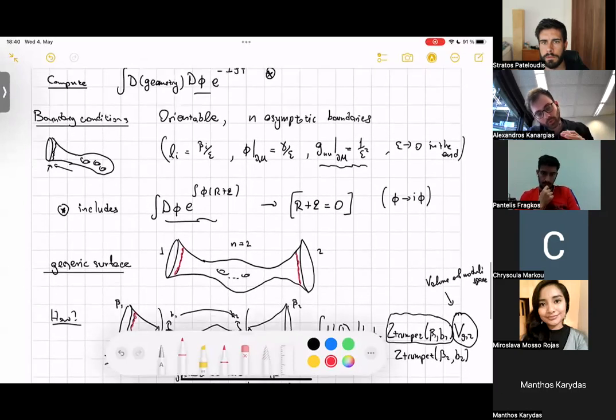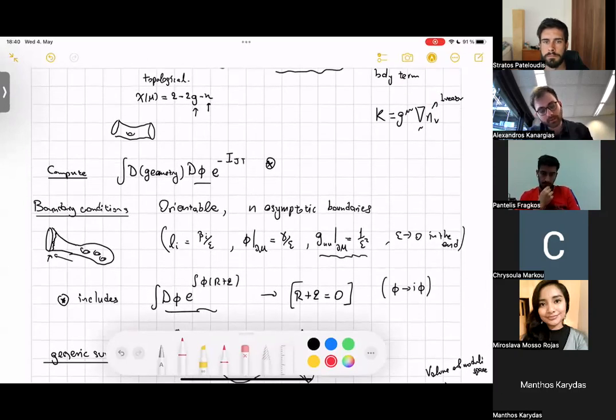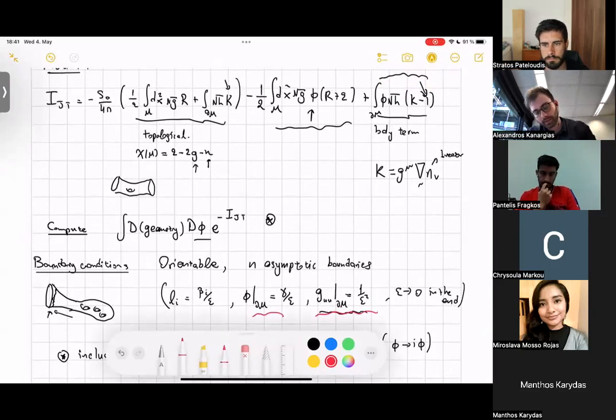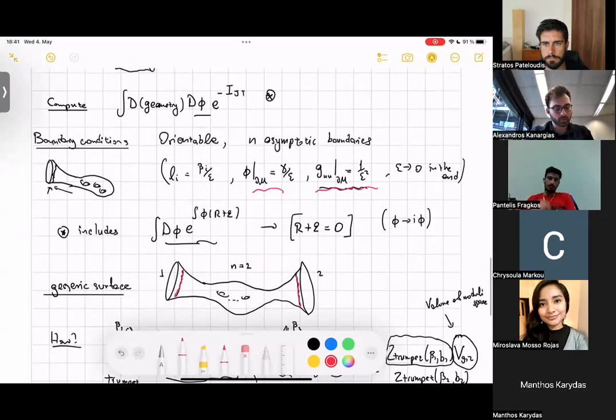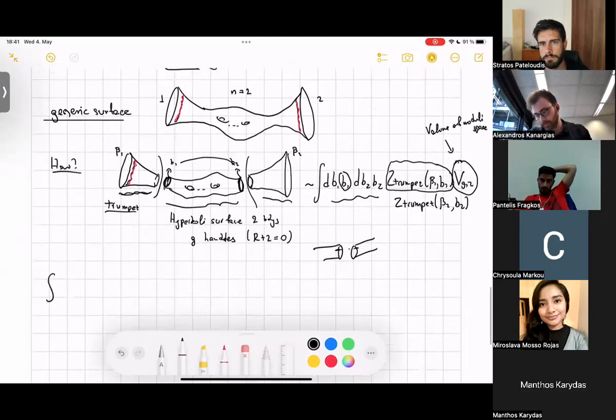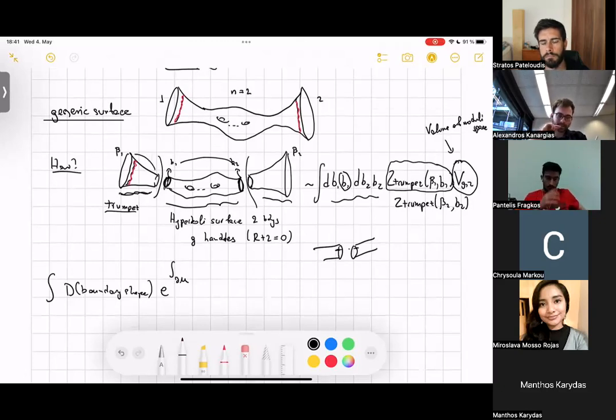Yes, and when you put in the specific values that I wrote here, we know the metric on the boundary, and we know phi on the boundary, and we can actually calculate what this term is. You would have something like an integral over the boundary shape, and then you have e to the action of the boundary. And you can actually do this. The nice thing is that this is calculable.